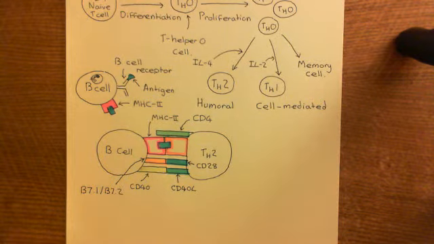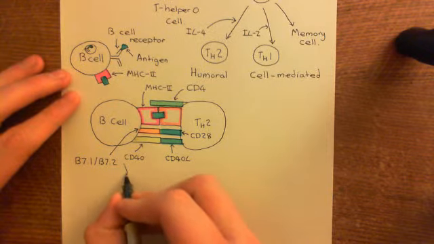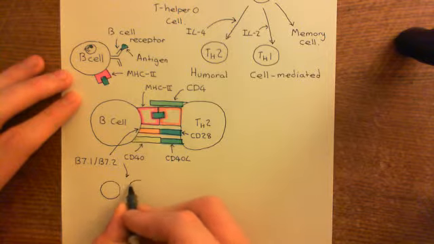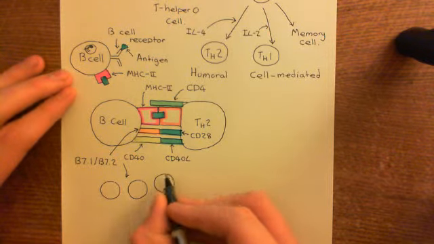What this then triggers is the activation of the B cell, and this B cell now divides and divides and divides into many different B cells. So you're going to get multiple B cells here. So here's 1, here's 2, and again I'll just draw 3.